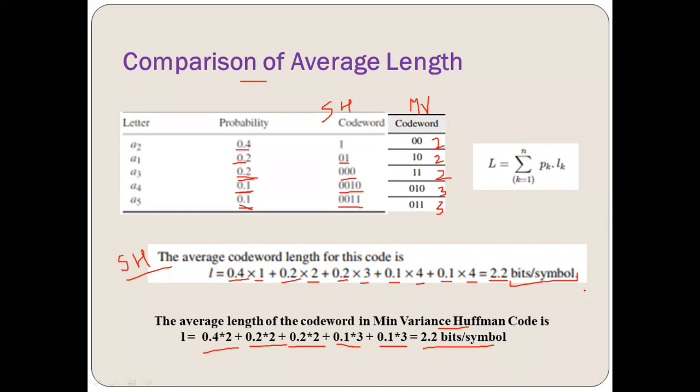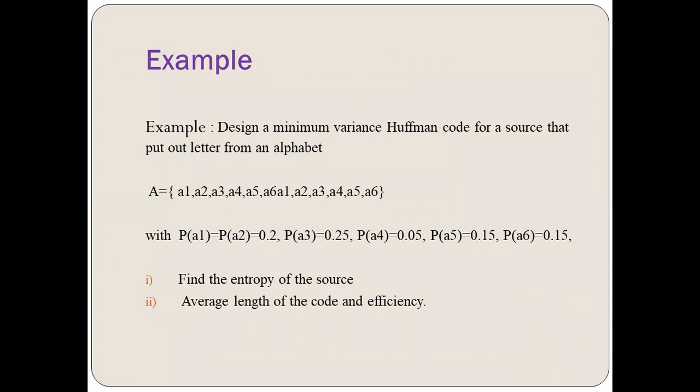Okay, so now just match these two. The average length of both the codings is the same. The difference is the variance. In the first slide, I stated that the minimum variance Huffman code generates the variance which is minimum, right? So that is what we have in the minimum variance.